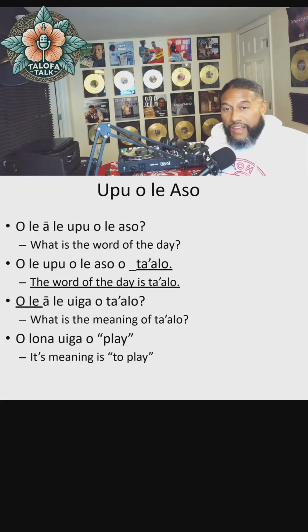He just picks it up. These are UMA cards. Like I said, they're not available, but you can make your own cards. O le upu o le aso o ta'alo. So the word of the day is ta'alo, and then I will ask, o le a le uiga o ta'alo? What is the meaning of ta'alo? And then he replies, o le uiga o play. The meaning is to play. So that's something you can go back and forth with, actually have a conversation with somebody using these phrases. Upu o le aso.